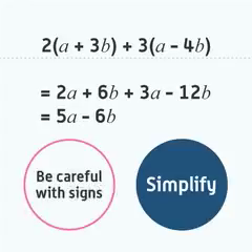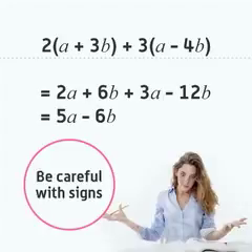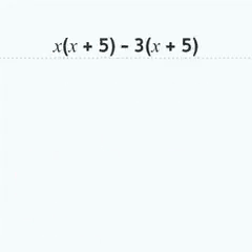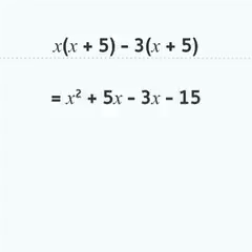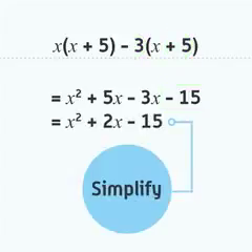Be careful with the signs of the terms when you're doing this. It's all too easy to make a mistake. For example, x(x + 5) - 3(x + 5) = x² + 5x - 3x - 15. Notice that minus 15 at the end is the result of multiplying minus 3 by 5. This simplifies to x² + 2x - 15.